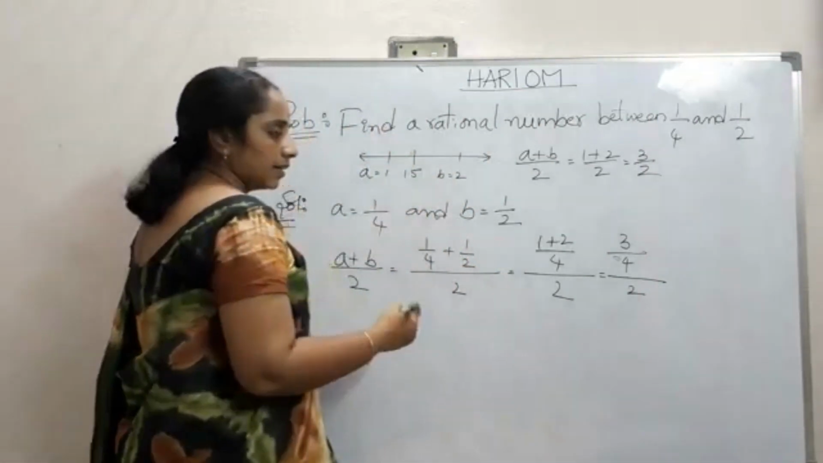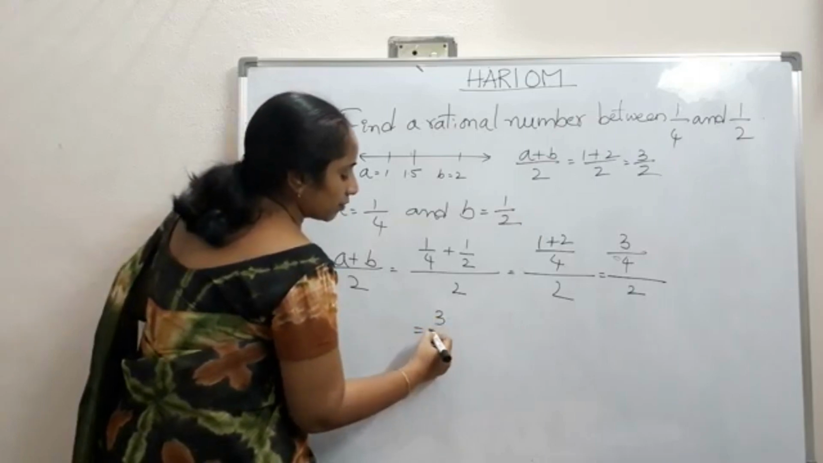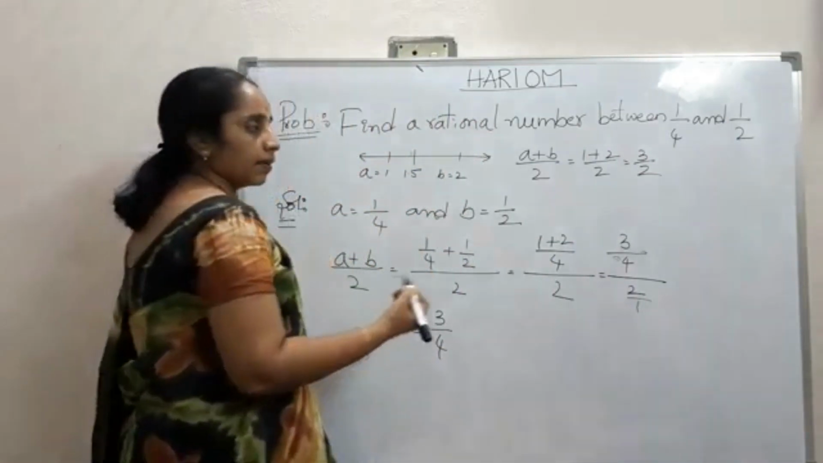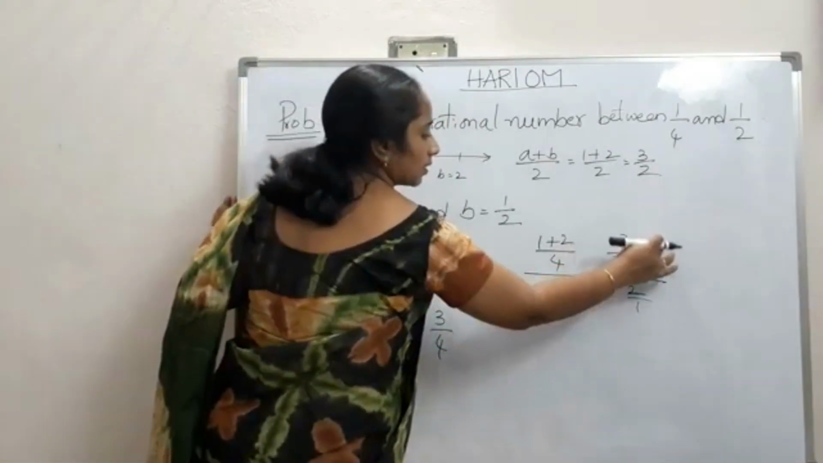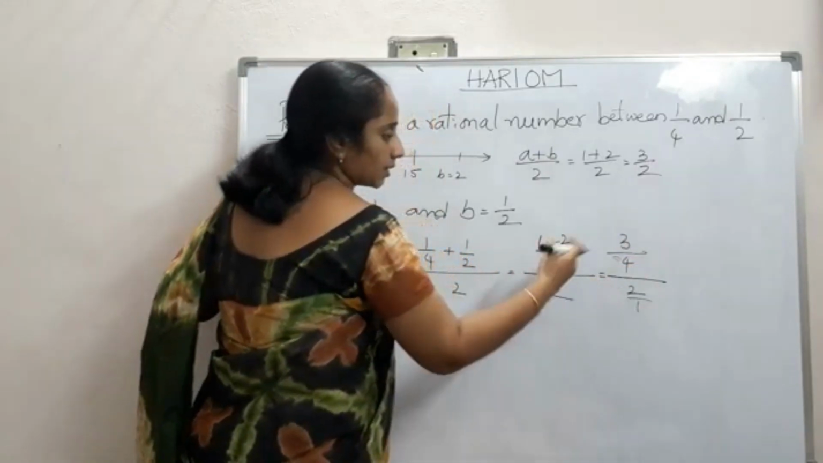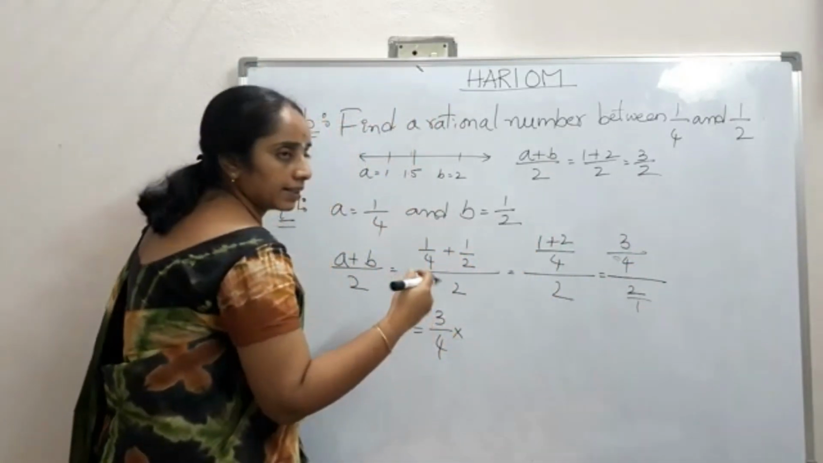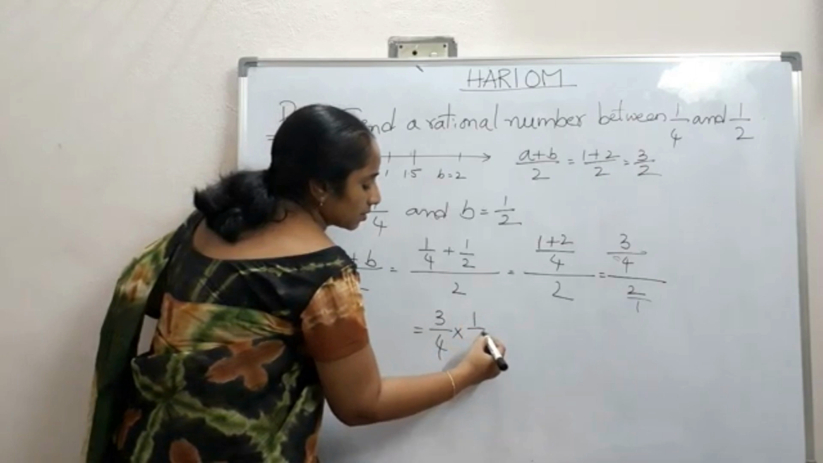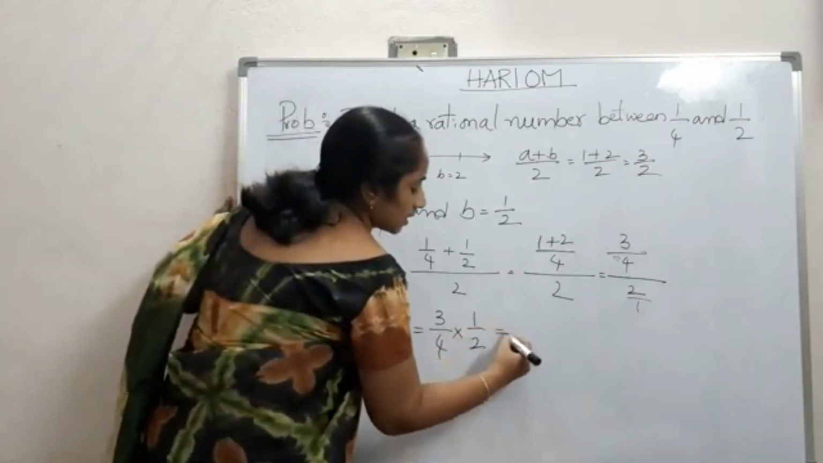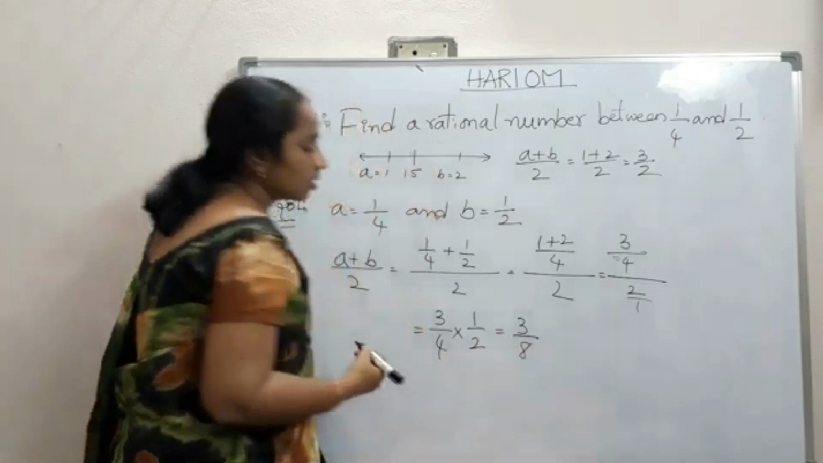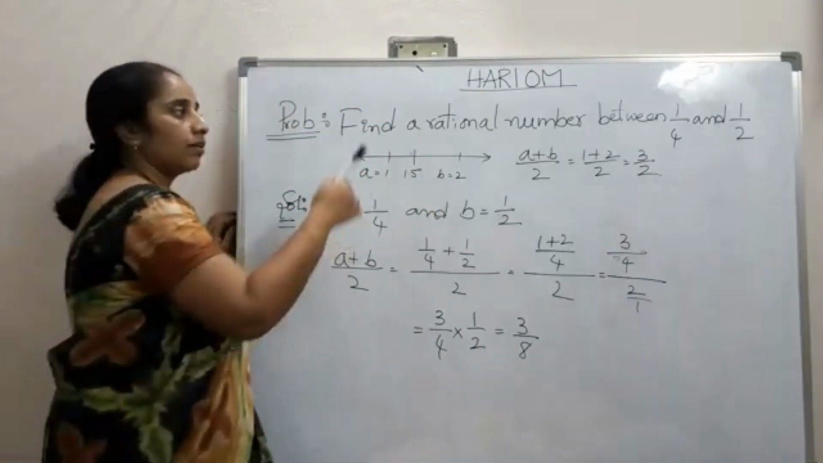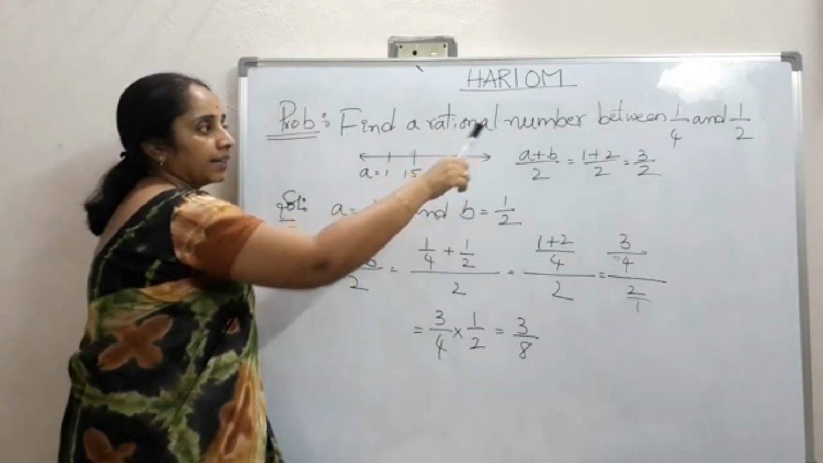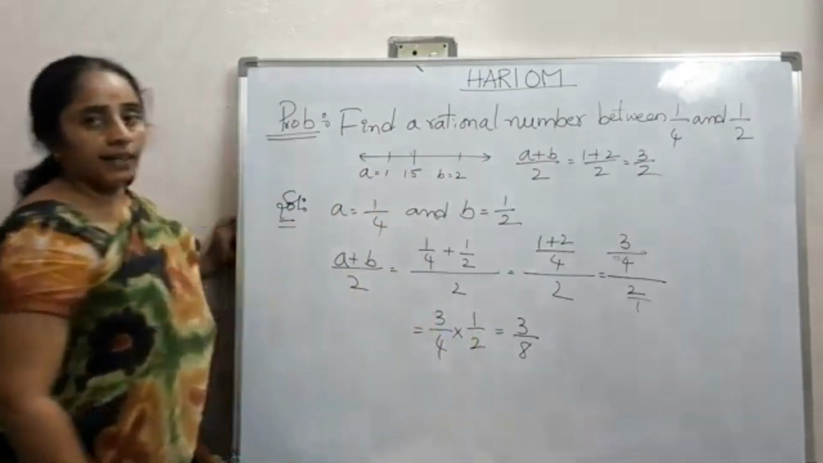That is, here 3 by 4, and this 2 is nothing but 2 by 1. Here is a total fraction and one more fraction in the denominator, so the numerator and denominator interchange, so the 2 by 1 becomes 1 by 2. It is 3 by 8. So a rational number between 1 by 4 and 1 by 2 is 3 by 8.